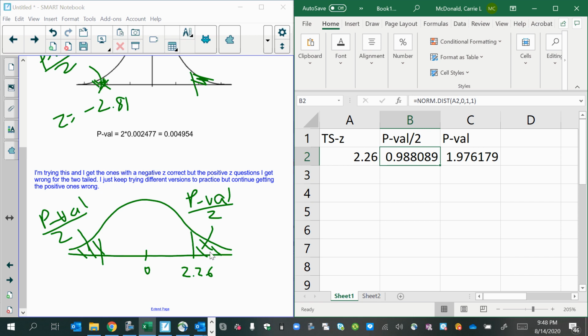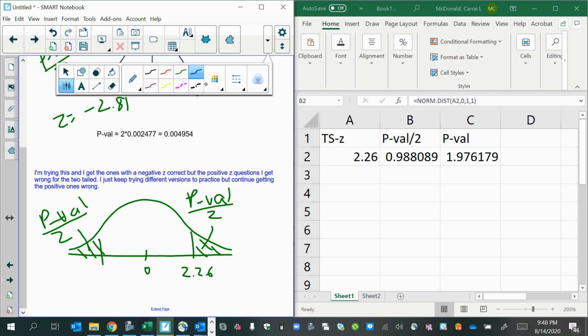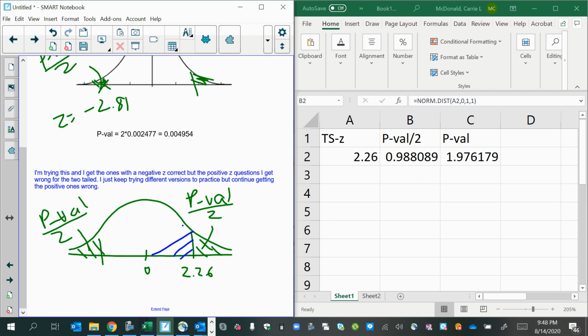And that's because what it's actually giving me is the area to the left of that z-score. So it's all the way over here. It's giving me all that. So that is 0.988. But that's not what I was looking for. I was looking for this little piece over here. So then I could double it for my p-value.